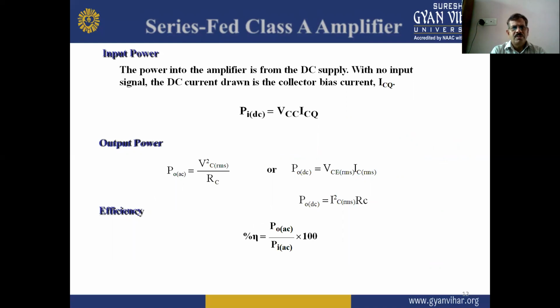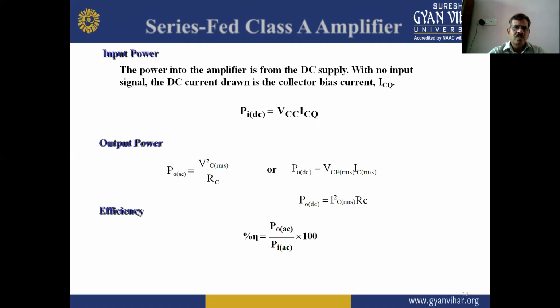What is the input power of the series feed class A amplifier? The input power into the amplifier is from the DC supply with no input signal. The DC current drawn is the collector bias current ICQ. So P_i(DC), the input power, equals VCC times ICQ, where VCC is the DC voltage across the collector and ICQ is the collector current at the Q point.